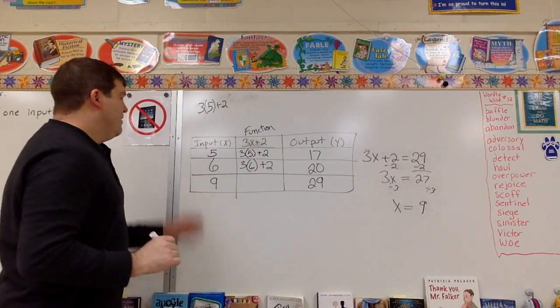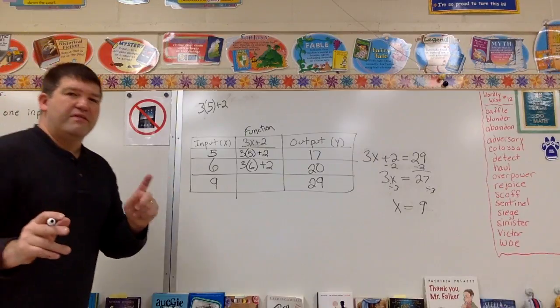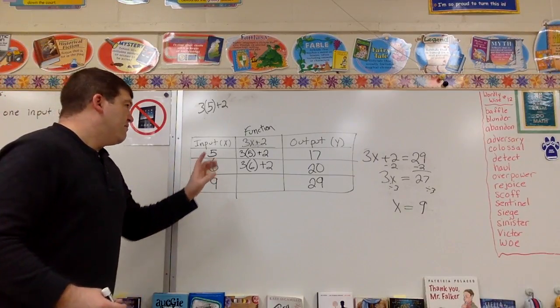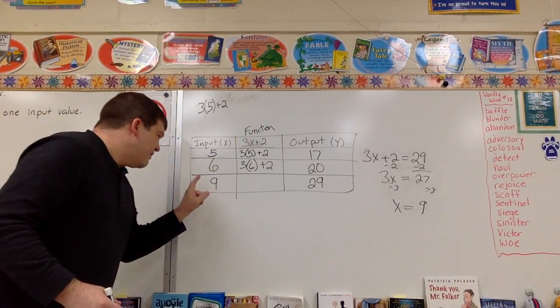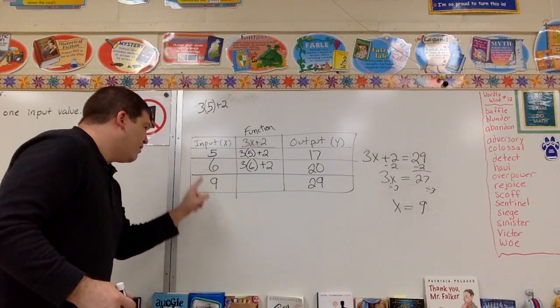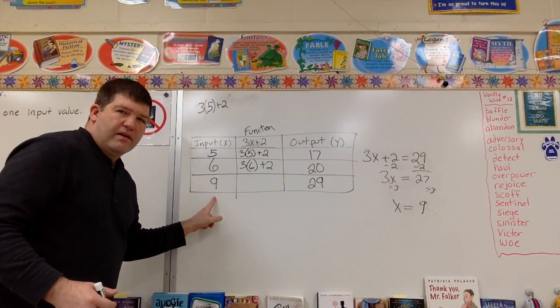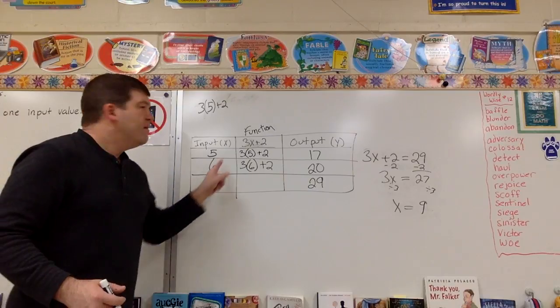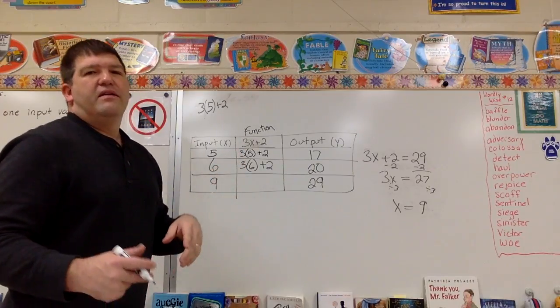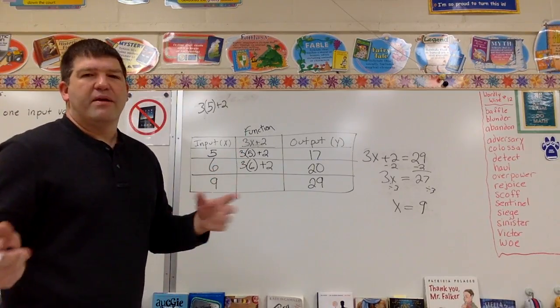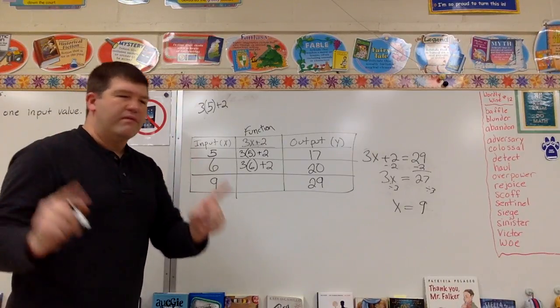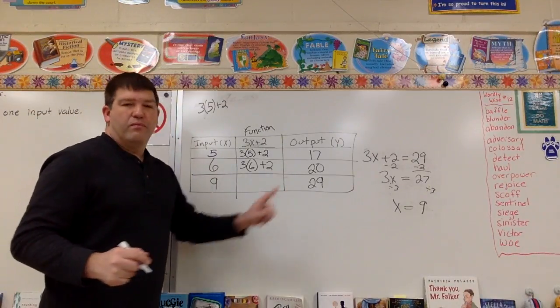Let's see. Remember a function, the definition of a function is that for exactly one output, you have one input. Okay? If I put a 9 in here, put it in the function, I'm not going to get either 29 or 30. I'm not going to get multiple. It's 1 to 1. For one input, you get one output.